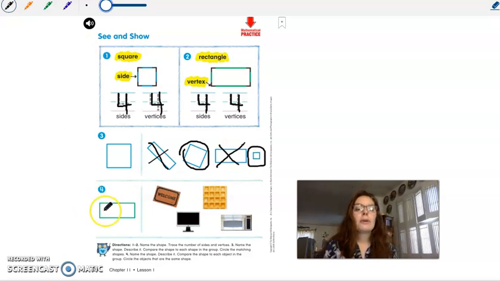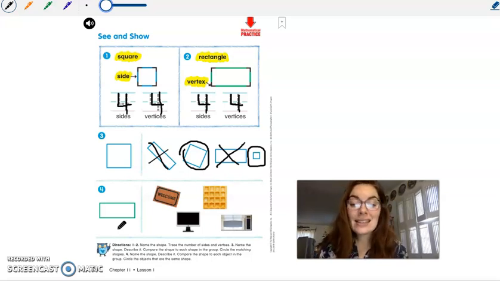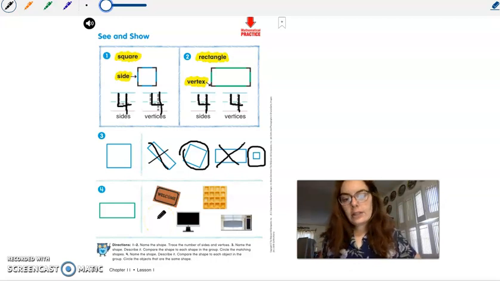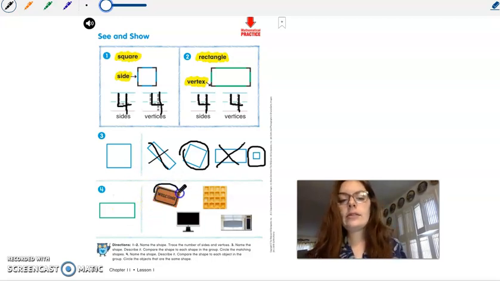So let's look at number 4. What shape do you think this is? It's a rectangle. How many sides does it have? 1, 2, 3, 4. Very good. How many vertices? Let's count. 1, 2, 3, 4. All right, let's look and see what shapes are like a rectangle. Is this welcome mat like a rectangle? Yes.